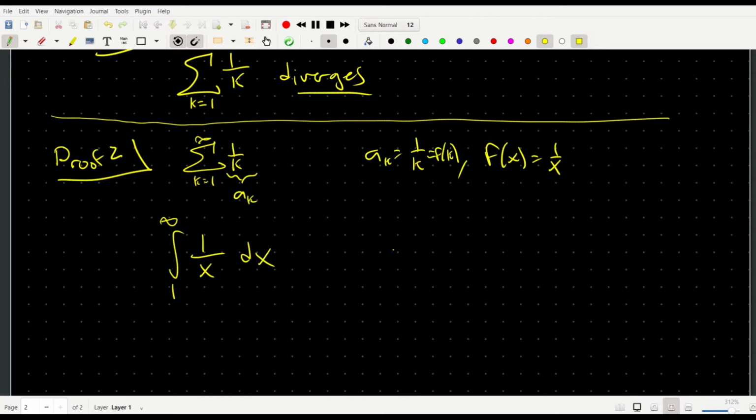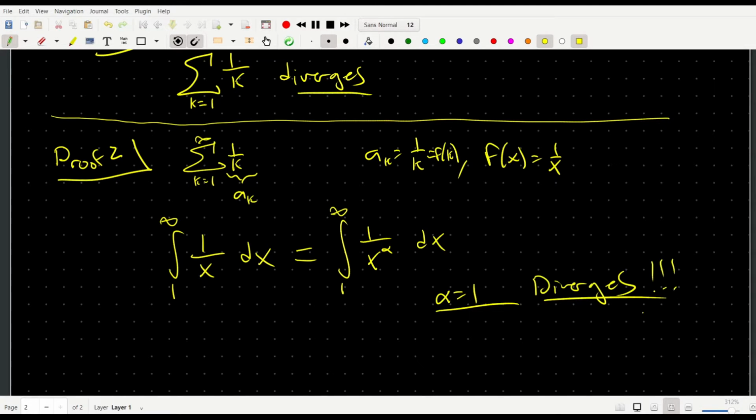And this improper integral is an improper integral of the form integral from 1 to infinity of 1 over x to the alpha, where alpha is just equal to 1. And we know from one of the first examples that I did in the integral direct comparison test lecture, this diverges.